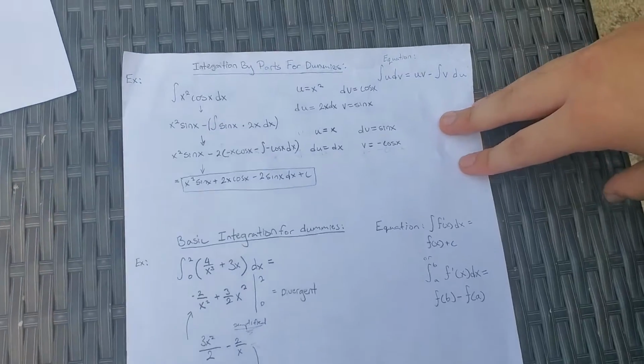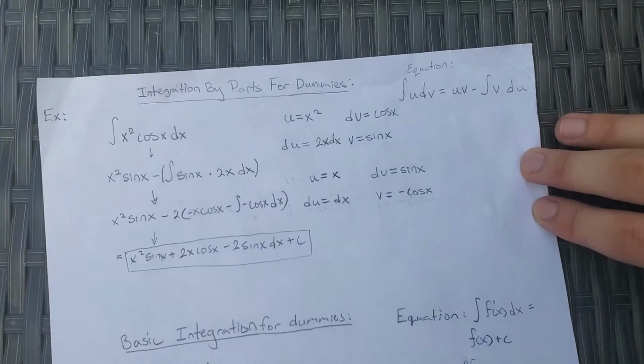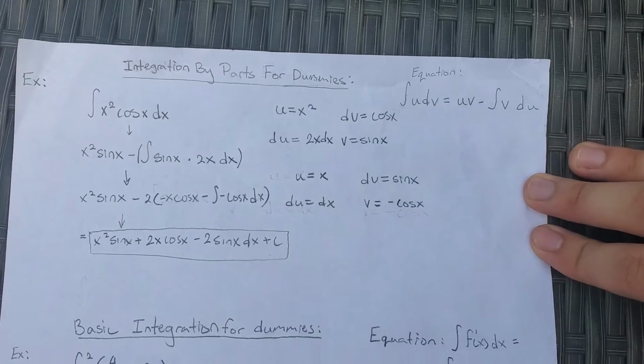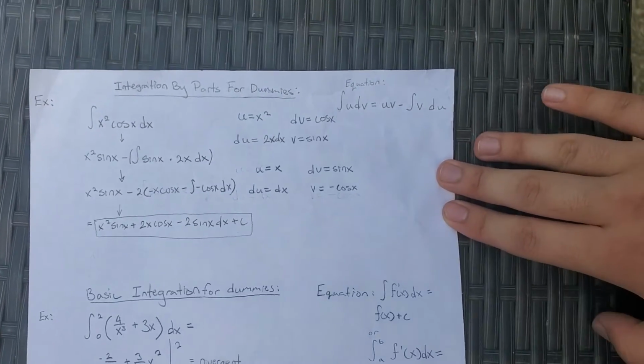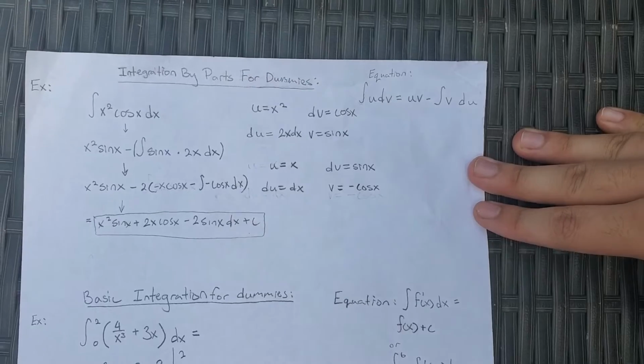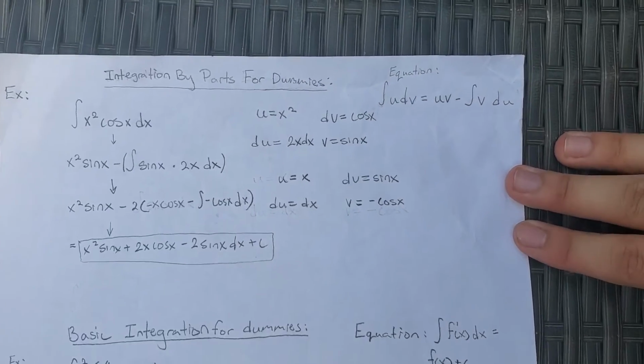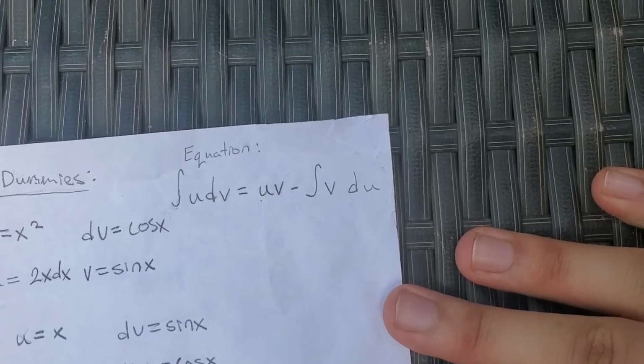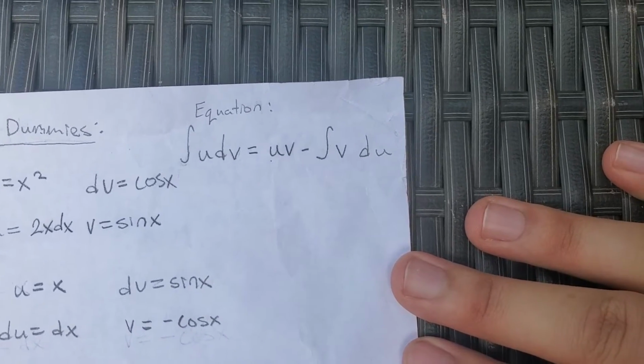This is integration by parts. Why are you looking at it? It is a BC concept only reserved for the most cultured. Now, the equation in question is the integral of u dv equals uv minus the integral of v du.